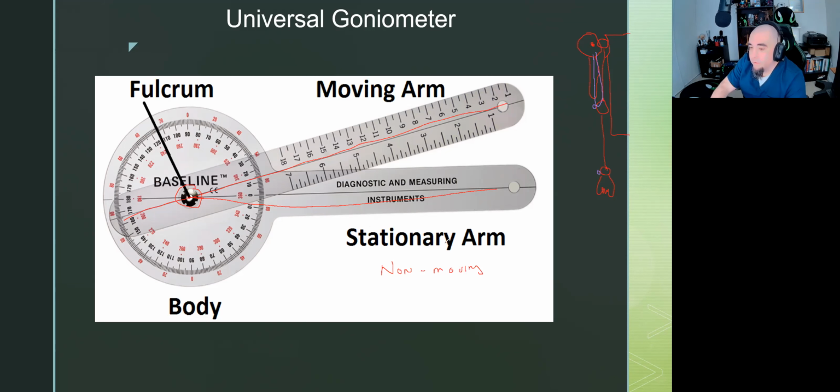So that static arm, or that stationary arm, is always going to line up with the non-moving portion of the joint, or something like a midline of a body. And we'll talk about when we line up with certain things with each joint. That moving arm is always going to go with, I guess you could almost call it, the open kinetic chain portion of that joint. So that part that's moving, right? Part of the joint that's moving.